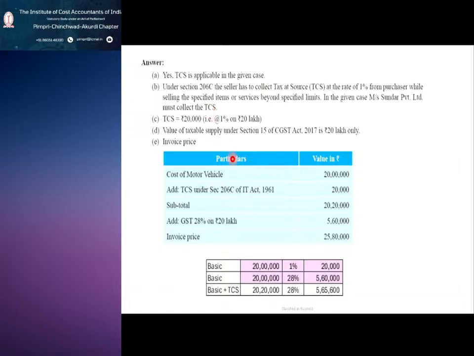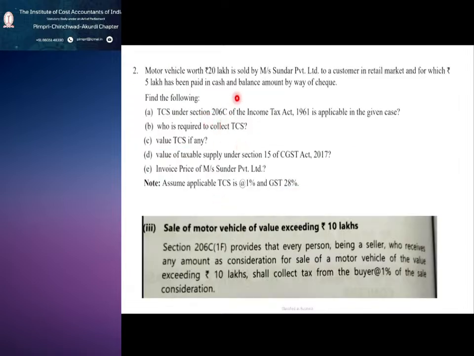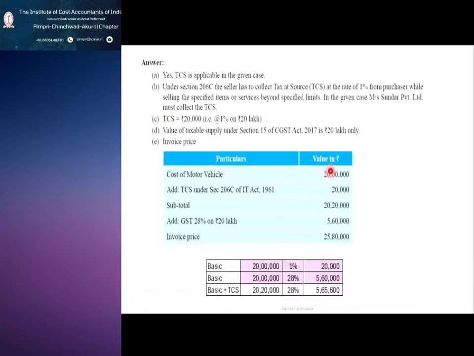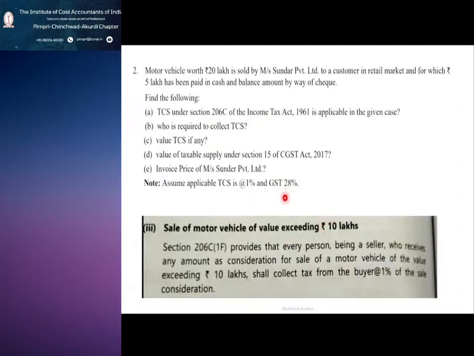What percentage is it? 1% TCS is there. The cost of motor vehicle here is 20 lakhs and the TCS applicable is 1%. So tomorrow when I raise an invoice to the customer, I mention the cost of motor vehicle is 20 lakh, add TCS on 20 lakhs at 1%, so it comes to 20,000. So subtotal comes to 20 lakh 20,000.